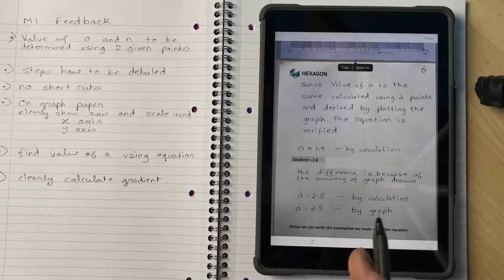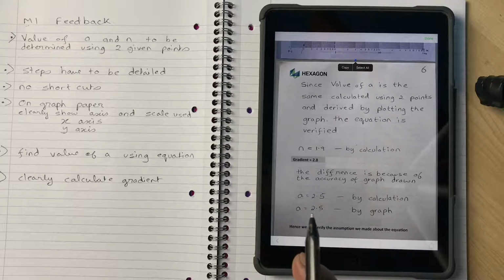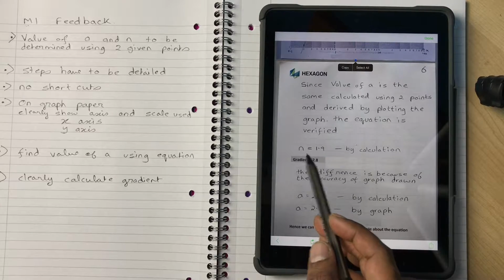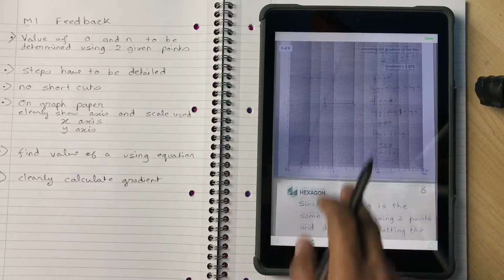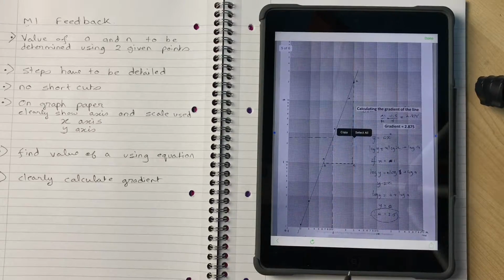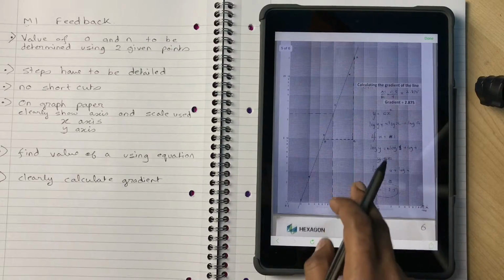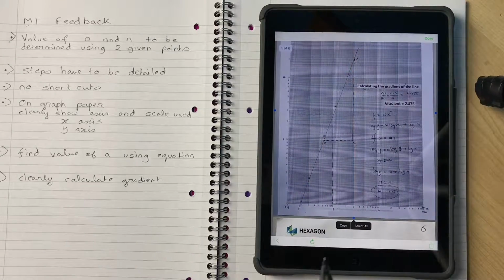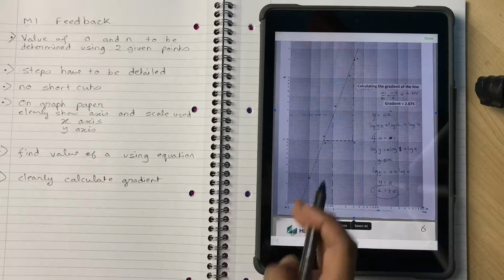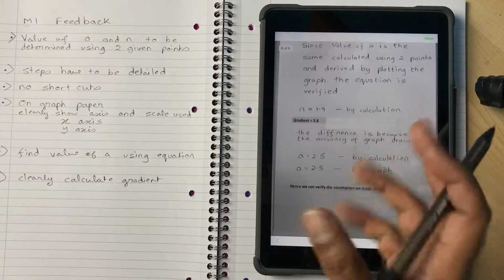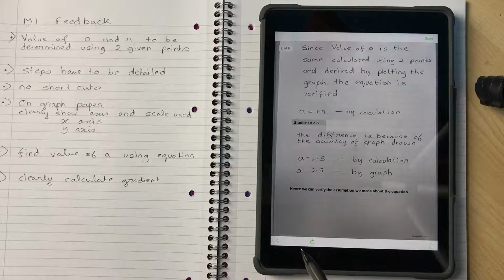Now this will be approximately equal. I got my n as 1.9 and gradient as 2.8. It depends on how accurately you are able to draw your graph. Also make sure that this line is the line of best fit. The more accurate or the best fit that you can get to draw this line, the closer your gradient will be to the value of n.